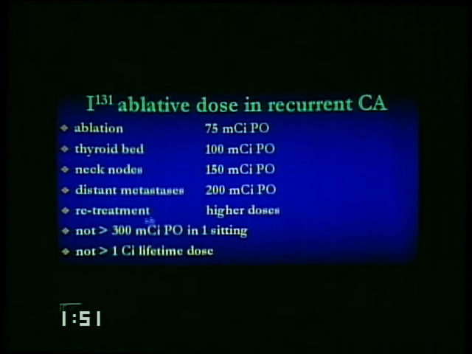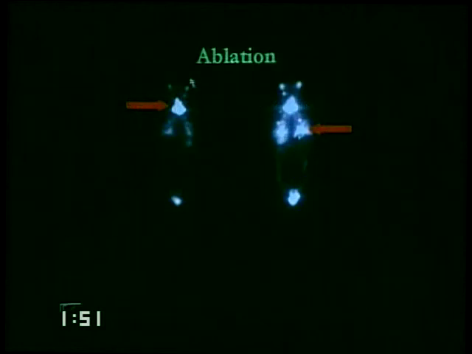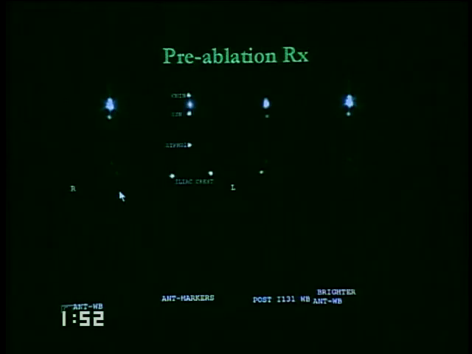Remember, if they come back for retreatment, just like in benign thyroid disorder, you're going to give them a higher dose. Do not give them more than 300 millicuries in one setting and not more than one entire curie during the lifetime. And we've never really reached that height. So again, the ablative dose is given because this person had metastatic lung uptake initially. This is at the time after subtotal thyroidectomy. This is lung metastases, normal activity in the stomach because radioactive iodine is excreted by the salivary glands. Some is excreted in the urine.